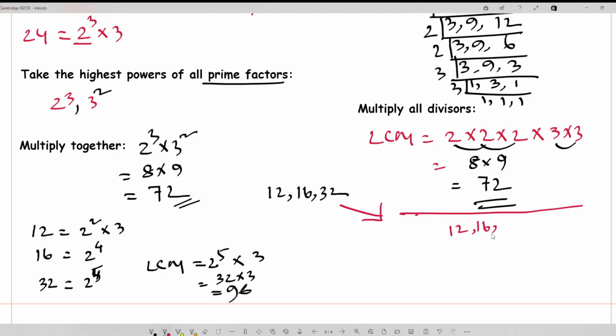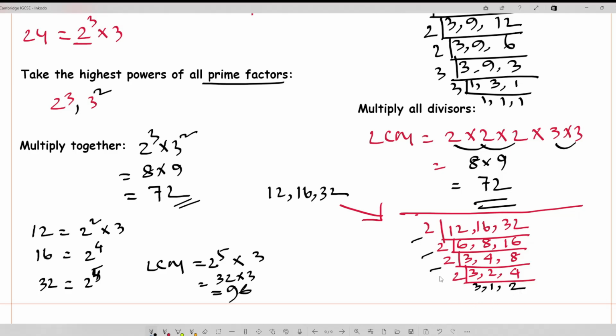12, 16, 32. First divide by 2: 6, 8, 16. Divide by 2: 3, 4, 8. Divide by 2: 3, 2, 4. Divide by 2: 3, 1, 2. So look, 1, 2, 3, 4, 5, so 2 to the power 5 times 3. So 32 times 3 is 96, and this is our answer.